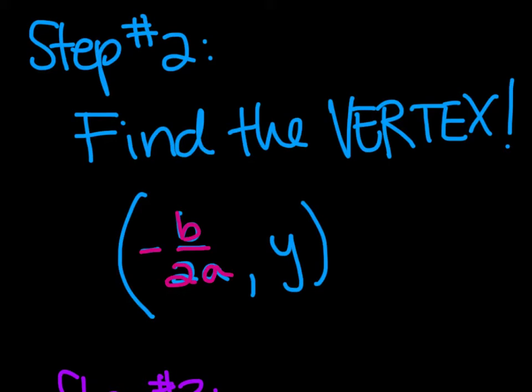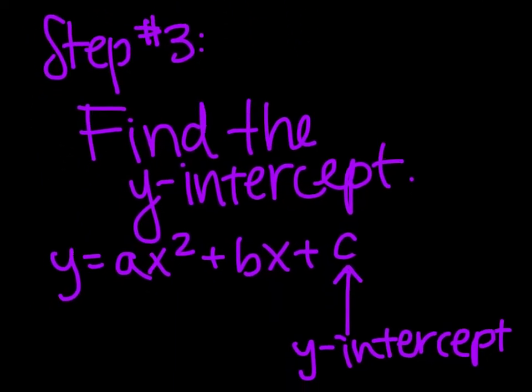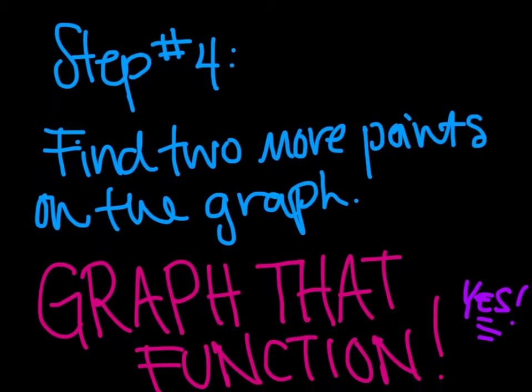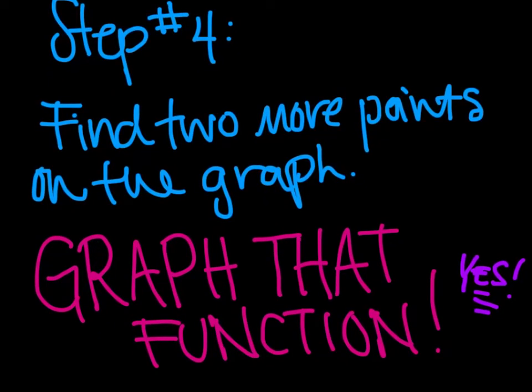And if we were to put that into our equation, y is equal to ax squared plus bx plus c, whatever that may look like, if it's 2x squared plus 4x plus 9, whatever it may be, our result will be our y for that vertex intersection. Step number 3 is to find the y-intercept, and we know that now that our y-intercept is just that c, the constant term on the end of our equation. And our last step, step 4, is to find a couple more points that could work for the graph.